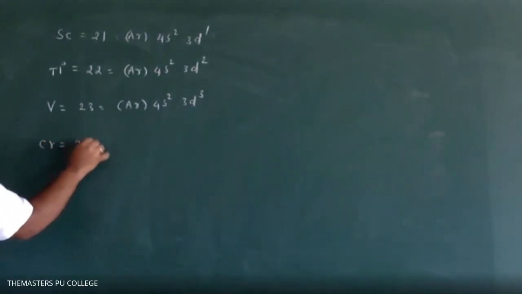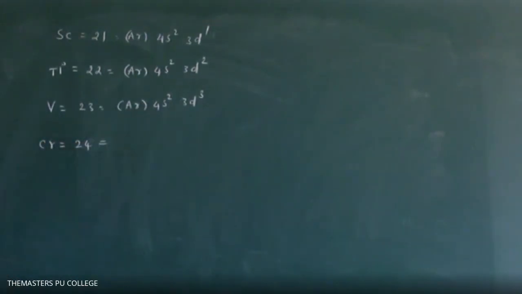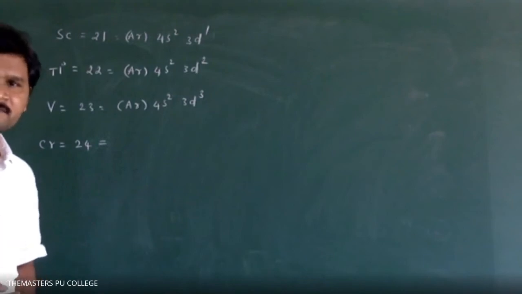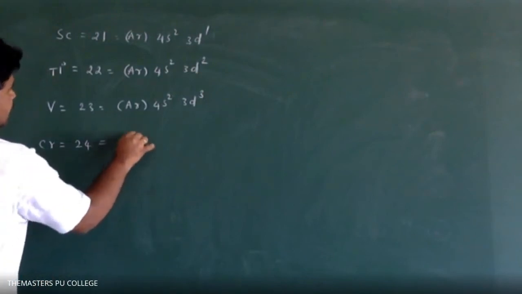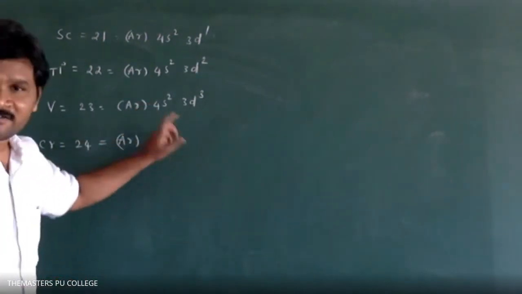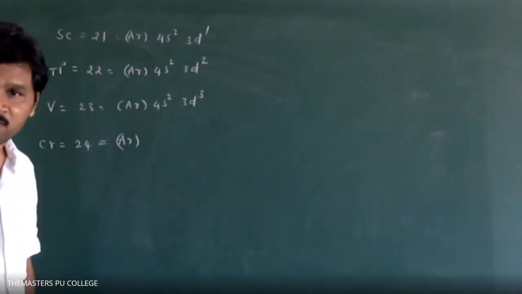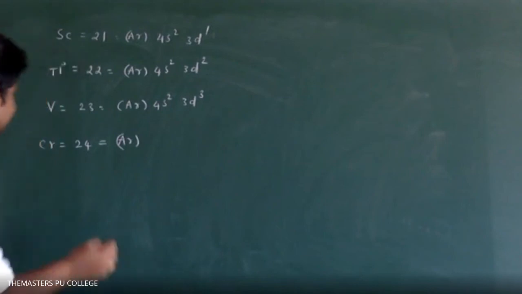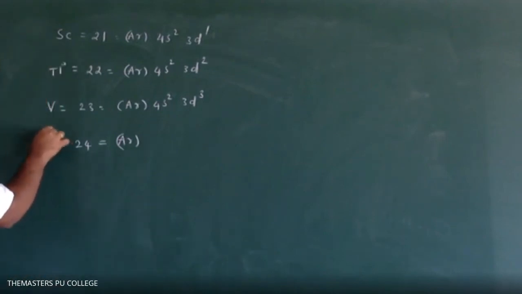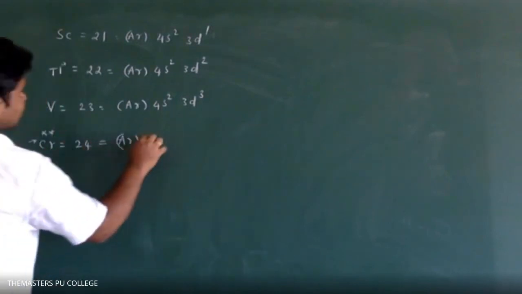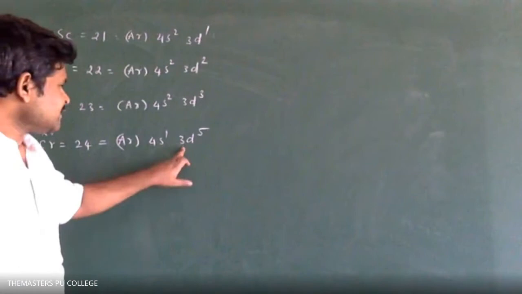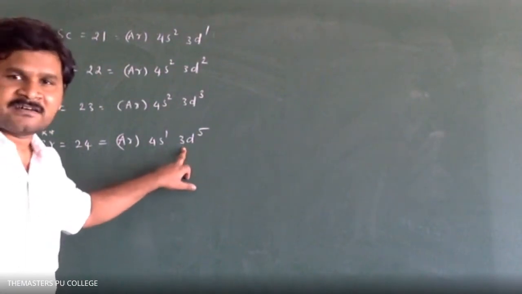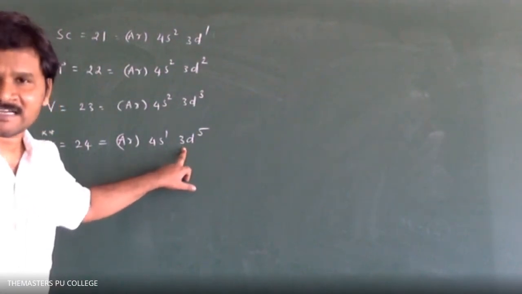Chromium. What should be the actually expected electronic configuration? According to your point of view, you will write 4s2 3d4. You will write that, but the chromium electronic configuration is 4s1 3d5. Why? Because 3d5 has exactly half-filled electronic configuration.